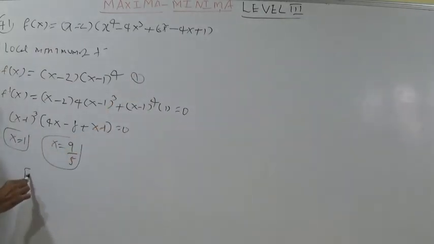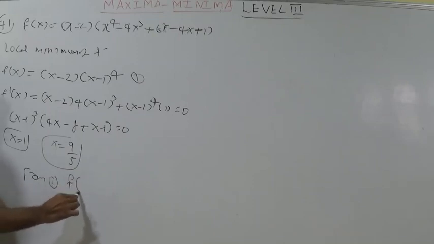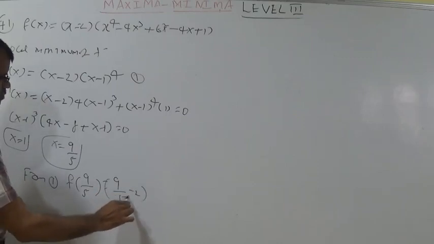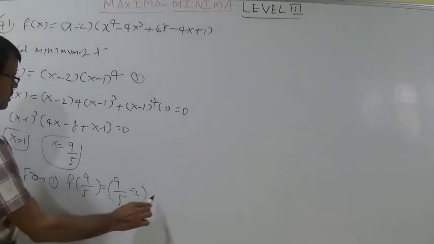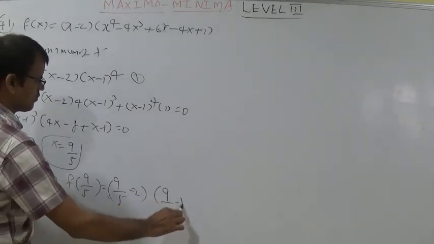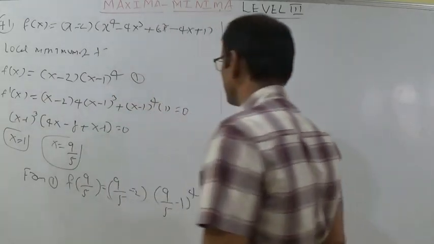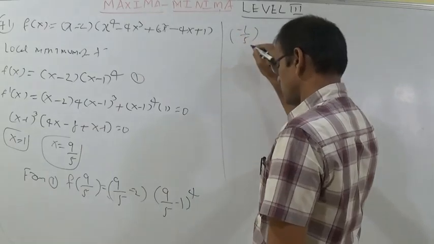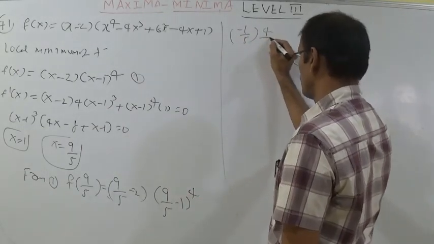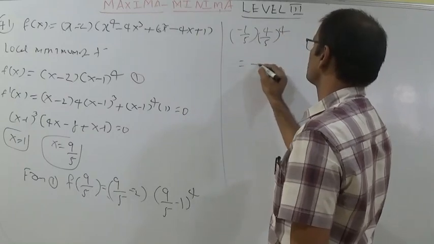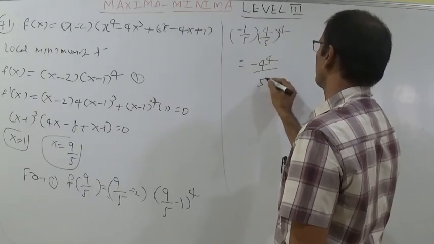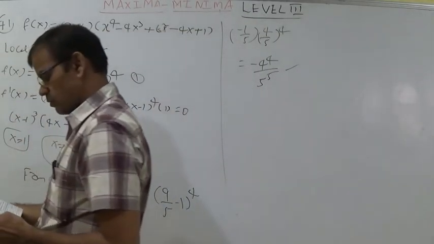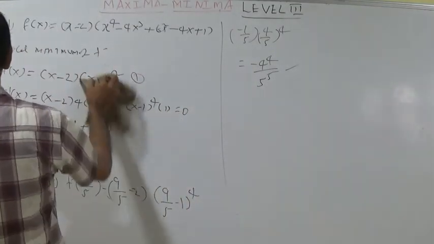From 1, f of 9 by 5 is the minimum value. Instead of x substitute 9 by 5 minus 2 into 9 by 5 minus 1 whole power 4. What is the value of 9 by 5 minus 2? That is 9 minus 10 by 5, which is minus 1 by 5. And 9 minus 5 by 5 is 4 by 5, so 4 by 5 whole power 4. So the minimum value is minus 4 power 4 by 5 power 5, that is, minus 4 power 4 by 5 power 5. Yes, this is the correct answer.